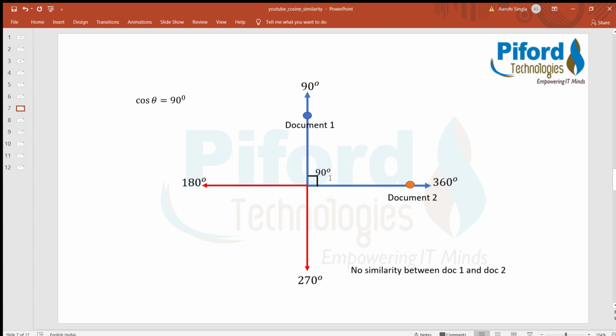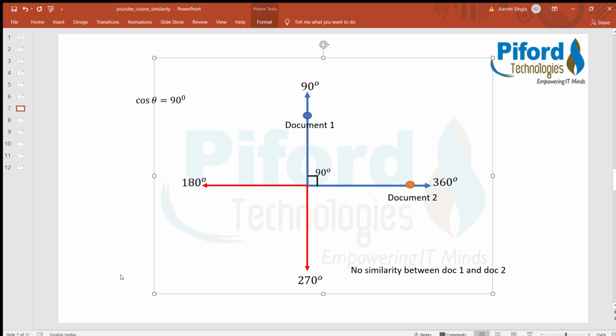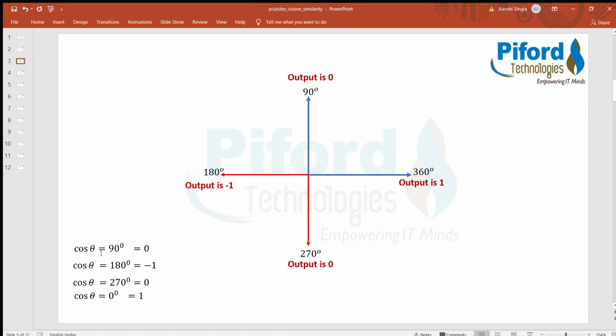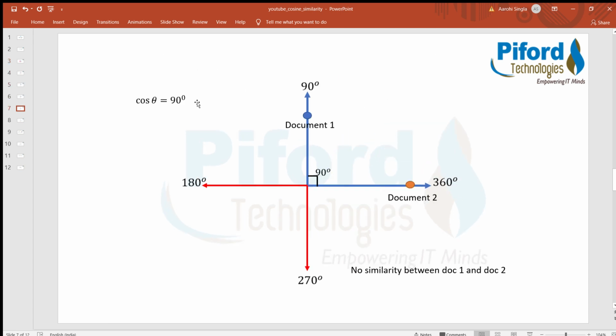So that means when you are getting cos theta equal to 90, let me show you the very first picture which I have shown you. When cos theta is equal to 90 degrees, the output would be 0. And in this case, our cos theta is 90 degrees only. That means these two documents are traveling in different directions, right? So there is not at all similarity between these two documents, alright?